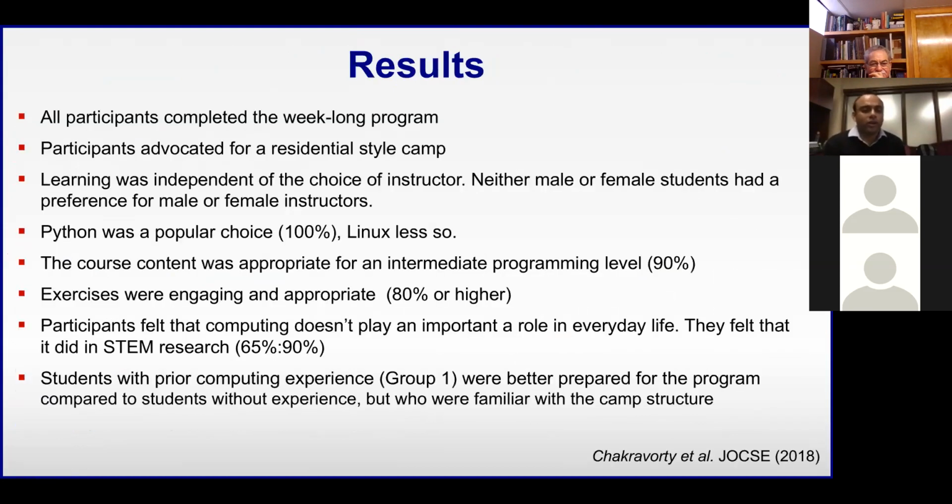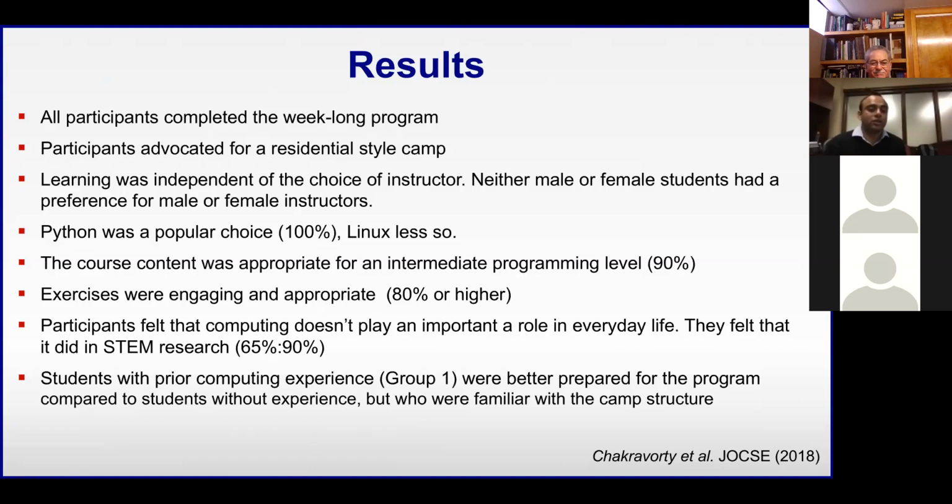The results were interesting. This is the broad overall set of data that we collected. All participants completed the week-long program. This was important to us. We had no one drop out, which for us was very heartening, and we were very excited about that. We had a day camp style program, and the number one thing that everybody wanted was a residential style camp.